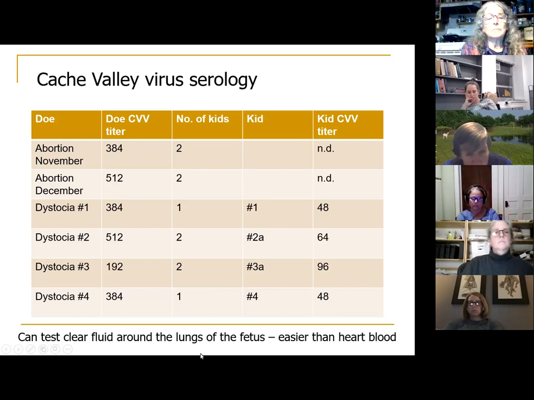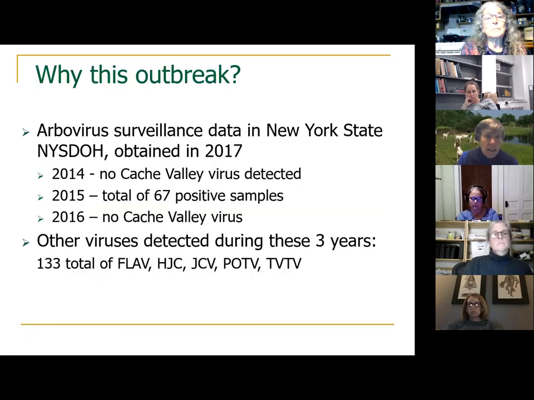And I wrote at the bottom, in case you want to talk this over with your veterinarian, that we can get fluid from around the lungs of the fetus. They don't have to look at the little tiny heart of a 4-pound goat kid and try to get enough fluid out of it for a lab test. You can just suck up the clear fluid from the chest in a syringe and turn it into the lab.